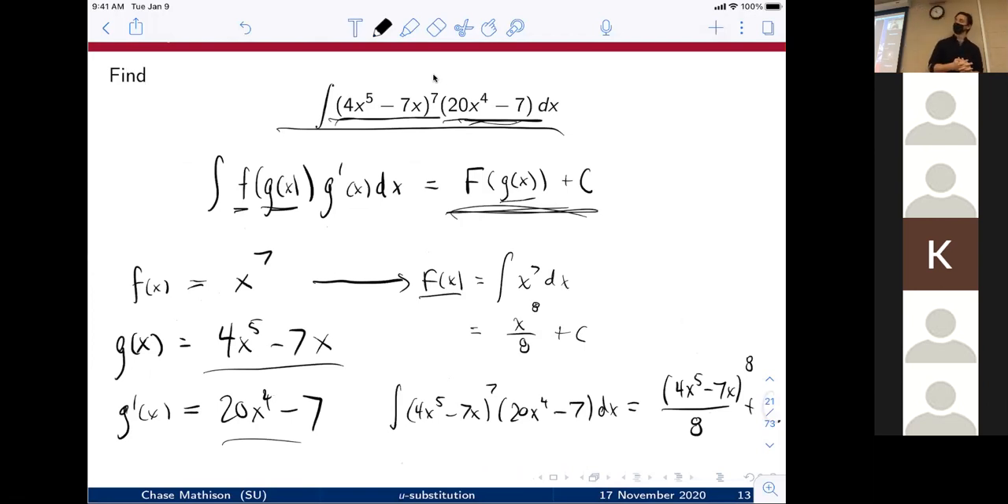In life, in the wild, I know this seems like it's very specific, but in real life, it's very, very, very useful. It's amazing how often this kind of thing comes up where you're integrating a composition times the derivative of the inside, or at least times something close to the derivative of the inside that you can work with. Okay.